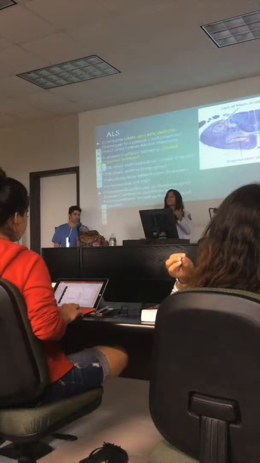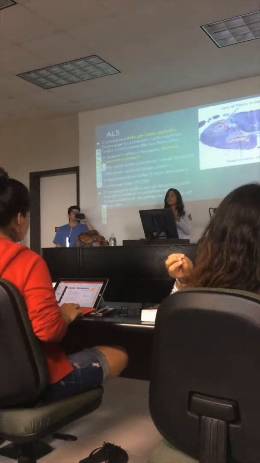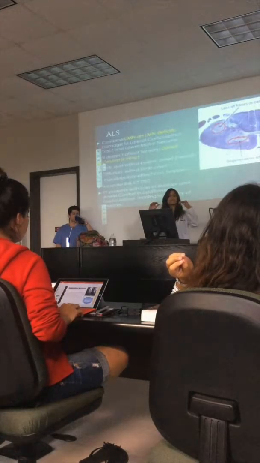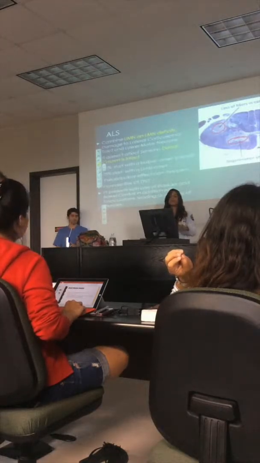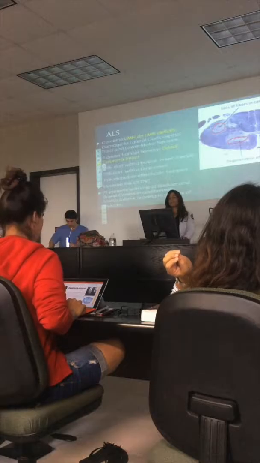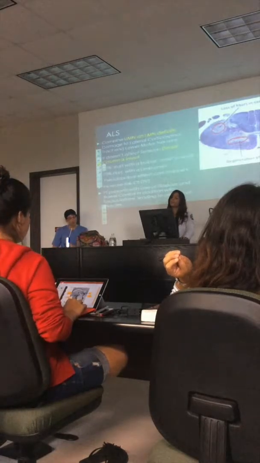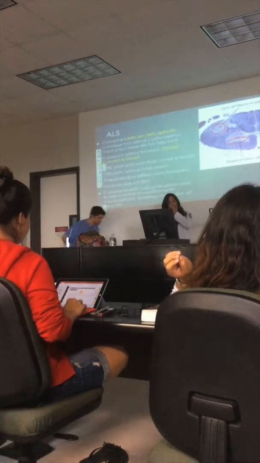So the upper motor neuron symptoms will be at what level of the lesion? Below, 1 to 2 segments below. Exactly, below the level of the lesion, because you have damage to the lower motor neurons, right?